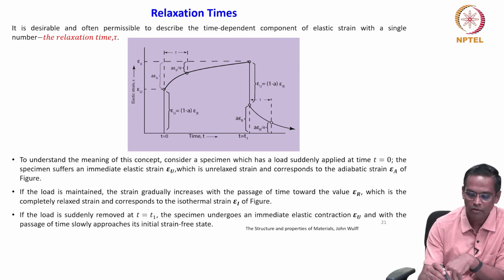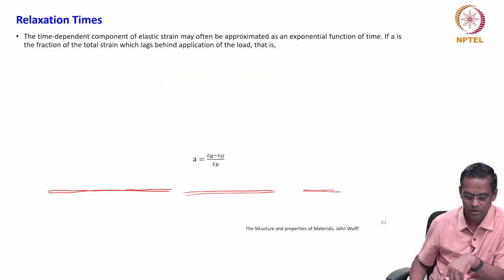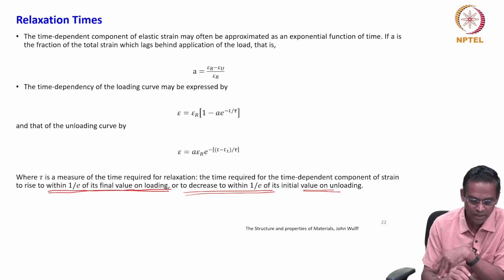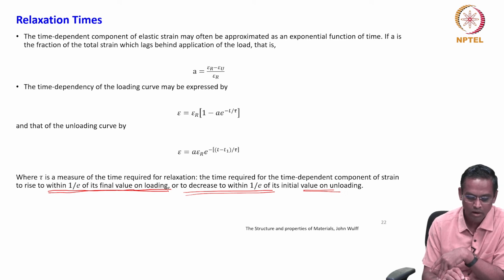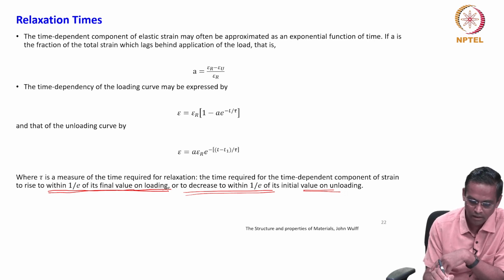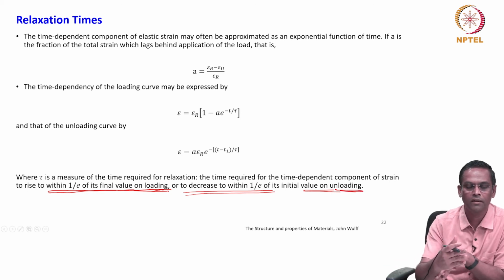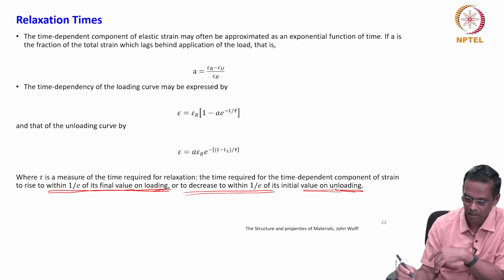So, this can be of any range. The tau can be here or tau can be here, but still it will be within that, yeah, I will go back to this. So, it will be still within the 1 by E of its final value either on loading or unloading. So, this is what we are just seeing in the figure, in the loading part as well as unloading part.